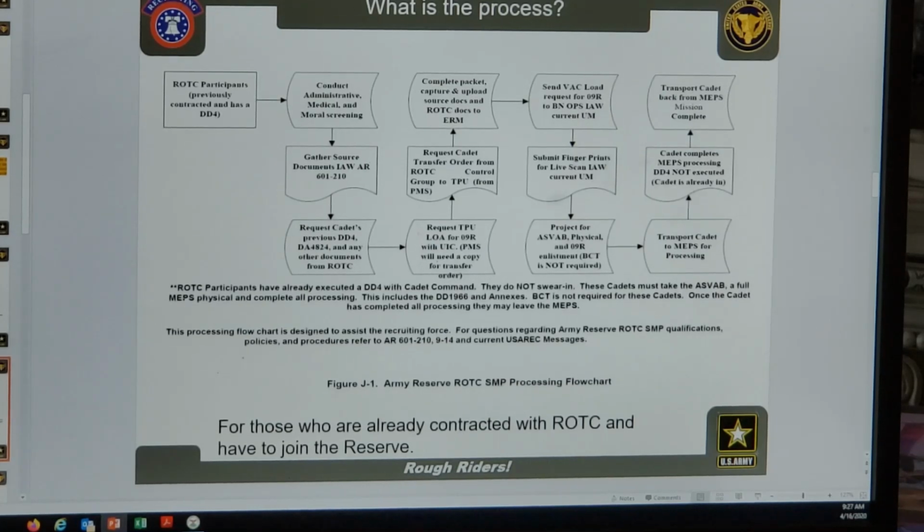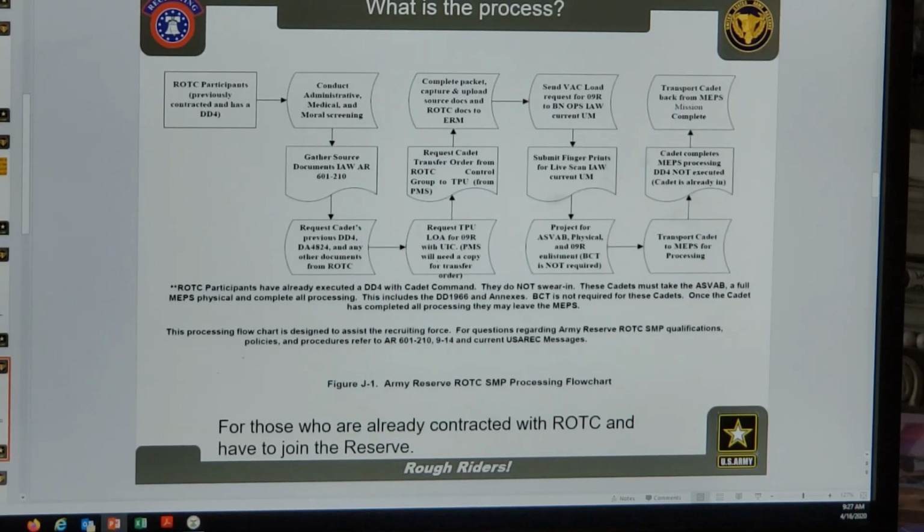Take them to MEPS, have them do their processing. They do not swear in. They already have a DD Form 4. Okay, during this process, the only thing you're doing is aligning them with a reserve unit. That's it. That's what you're doing.